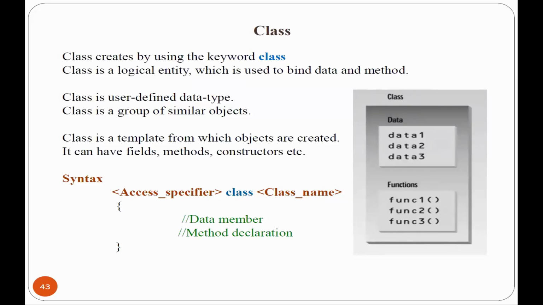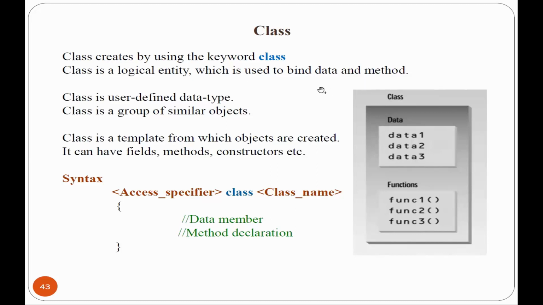So to follow the encapsulation feature, we are implementing a class with our program. So class, what is class? Firstly, class is implemented by using a keyword class. Class is created by using the keyword class. Class is a logical entity which is used to bind data and method.